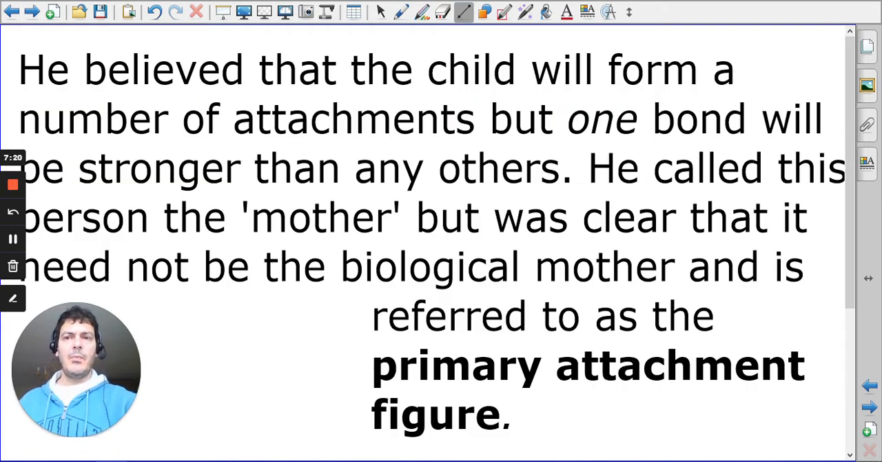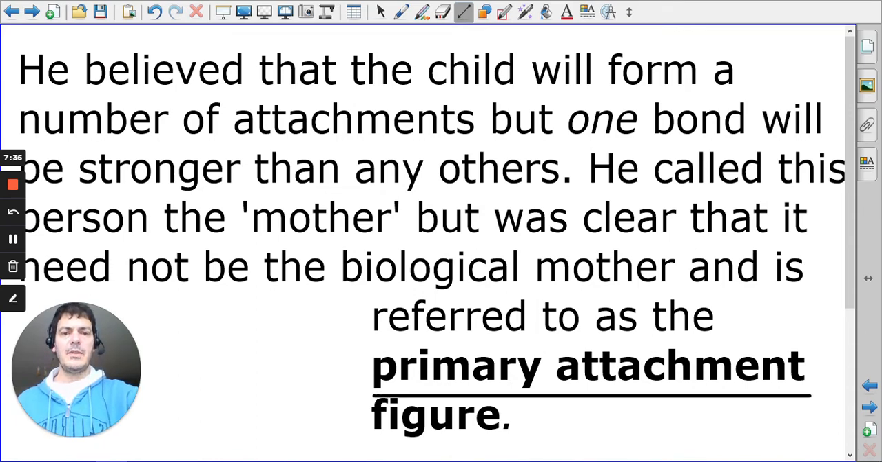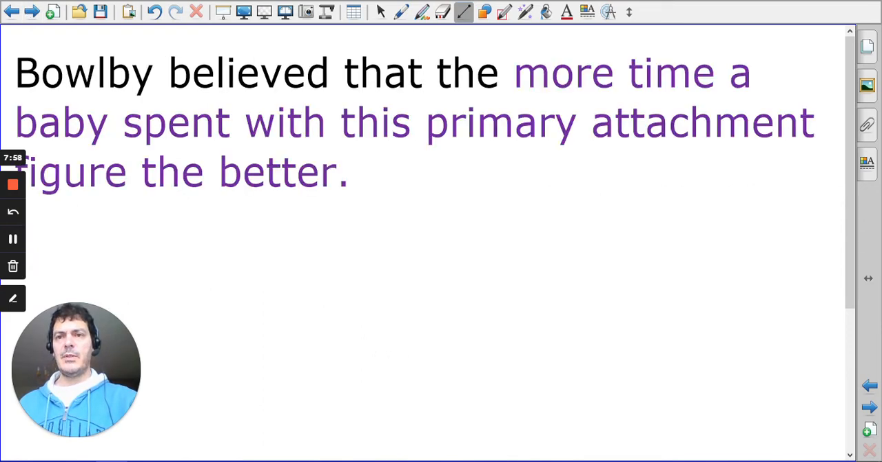He says that the child will form a number of attachments to other people. So he's not anti-multiple attachments, but he does feel that there is a clear need for that primary attachment figure to be more important than the others. Okay, so it was clear that the biological mother is obviously going to be one of the first people it can attach to, but of course if there's other people out there, the primary attachment figure is quite important.